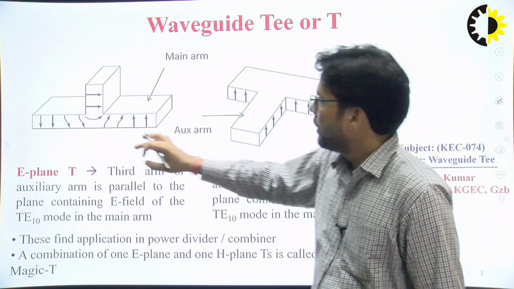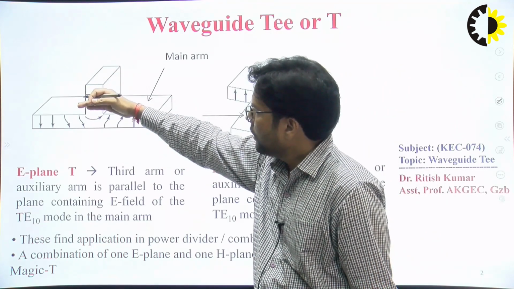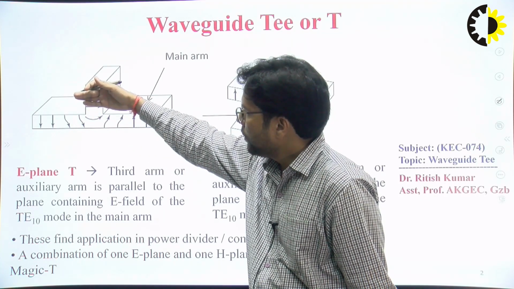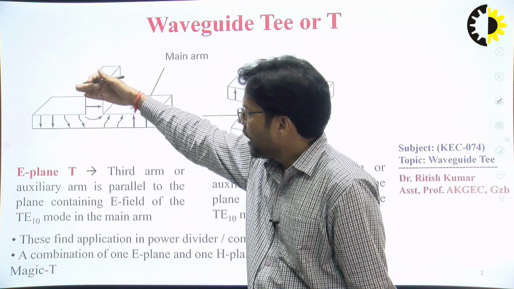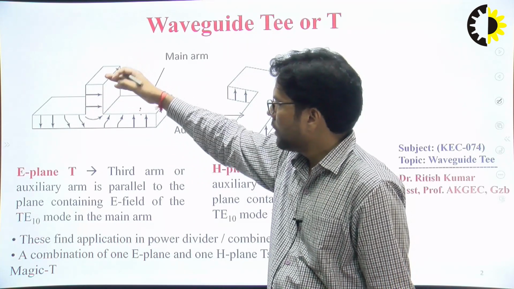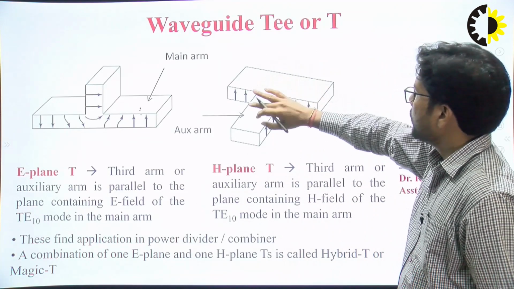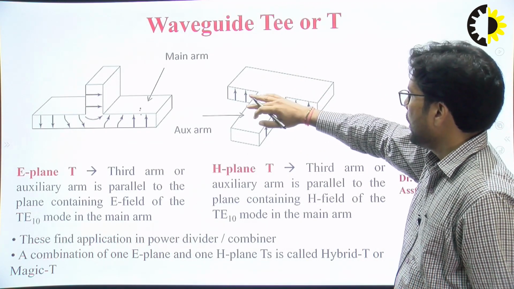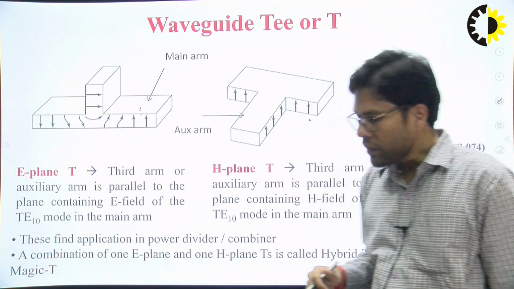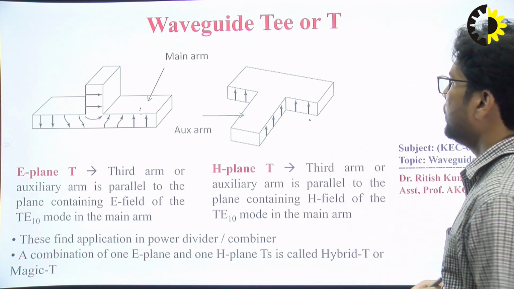Suppose if I remove this section from this T, then you can observe this is a simple kind of waveguide. If you attach a secondary waveguide to the primary waveguide, then we have a T form. Again, if you remove this section from this T, you can observe this is a simple waveguide. Now how can we differentiate this E plane T and H plane T?